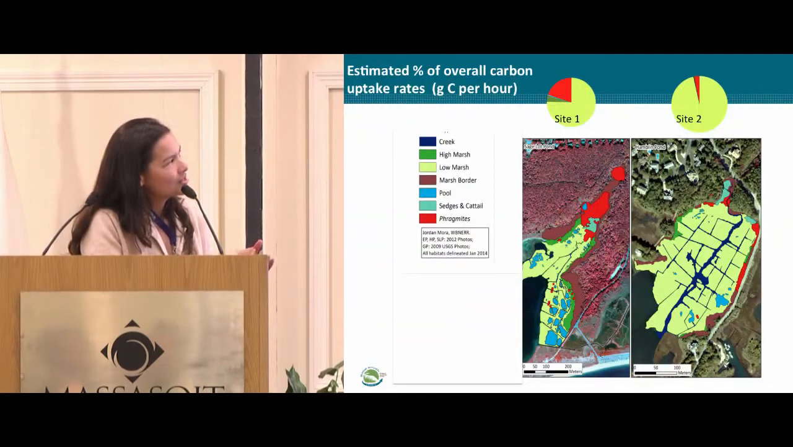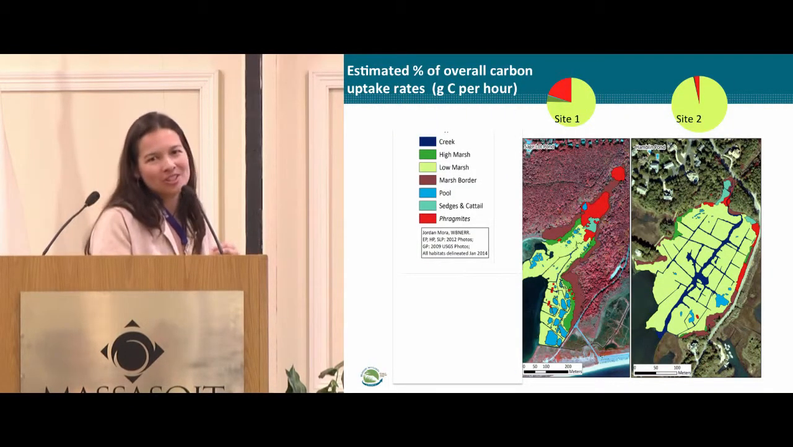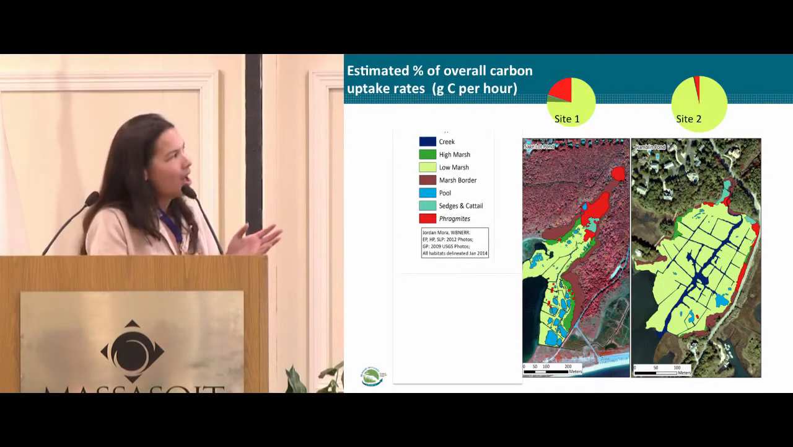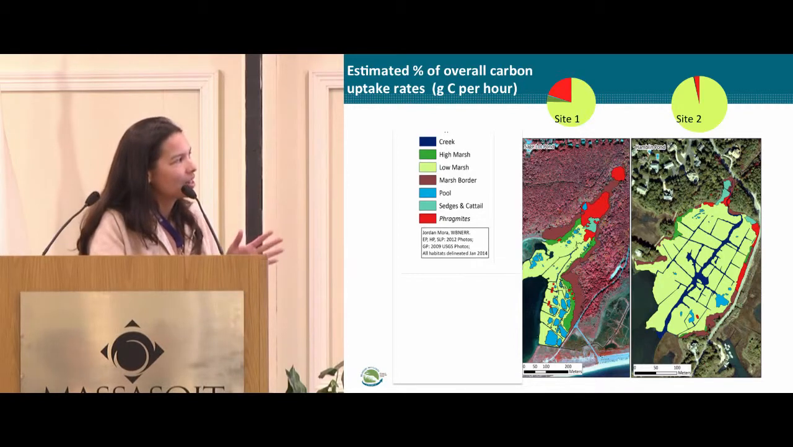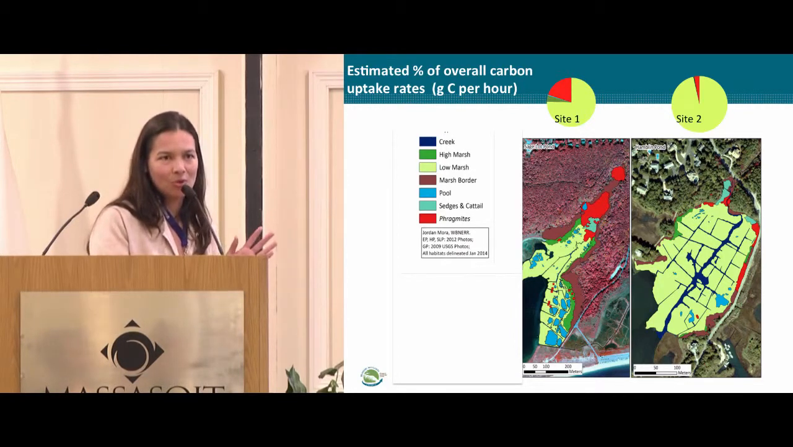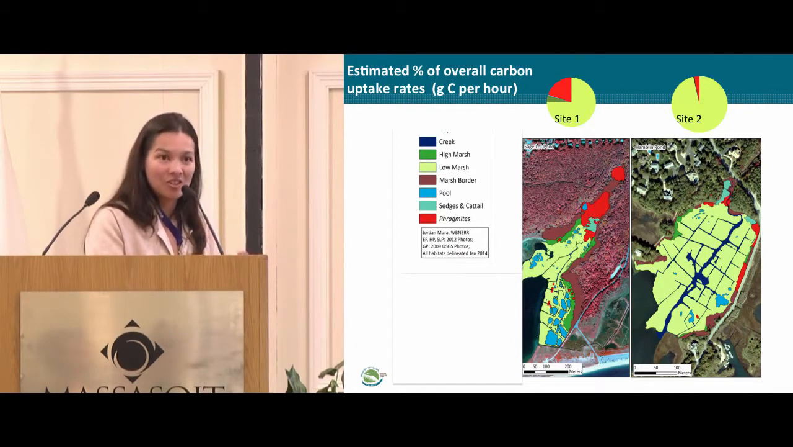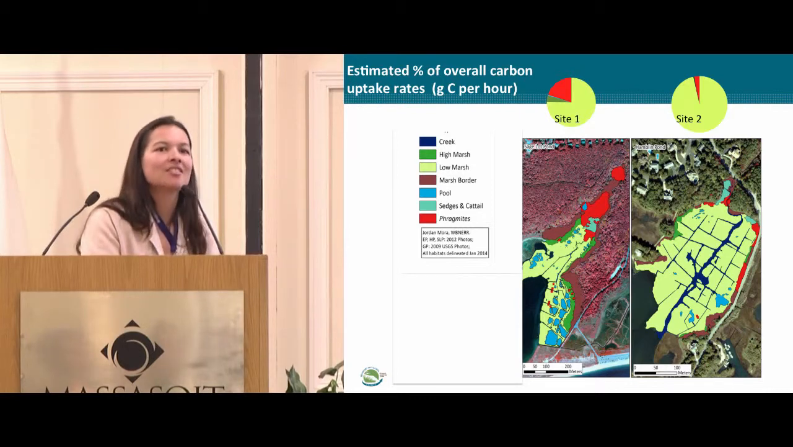What I'm showing you here is Sagelot on the left, and then Hamblin Pond, one of our higher nitrogen loading sites, on the right. In both cases, the low marsh really is dominating the overall rate of carbon exchange. However, Phragmites significantly differs in terms of its role. That's a function of both the area that they're covering and then the area-specific carbon rate.